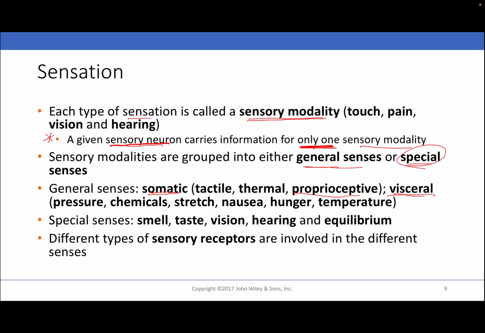Whereas visceral senses are going to be things like pressure, stretch, the various chemical interactions you have in the various fluids in your body, as well as nausea, hunger, and temperature. The special senses, on the other hand, are going to be the 5 big ones. Again, we'll have a whole lecture on this. We've got smell, taste, vision, hearing, and equilibrium. But the different types of sensory receptors are going to be involved with different senses. So we have different types of receptors for lots and lots of these different types of senses.